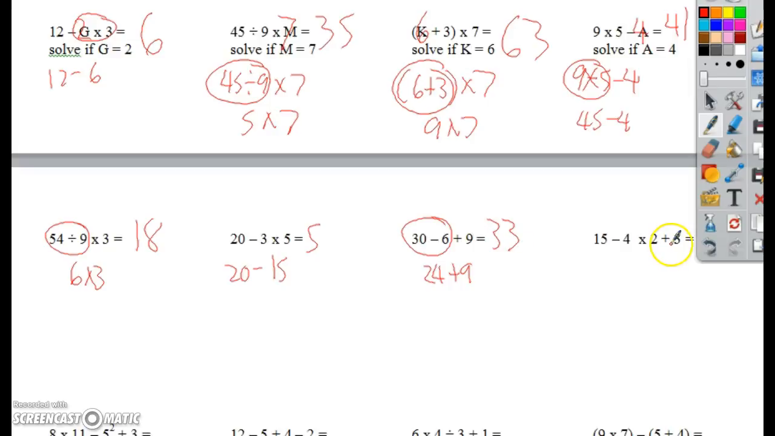15 minus 4 times 2 plus 3. Multiplying has the most power, so we're doing that, even though it's right in the middle of the problem. So 15 minus 8 plus 3. Now we got subtracting and adding. We do subtracting first. 15 minus 8 is 7. 7 plus 3 gets me 10.